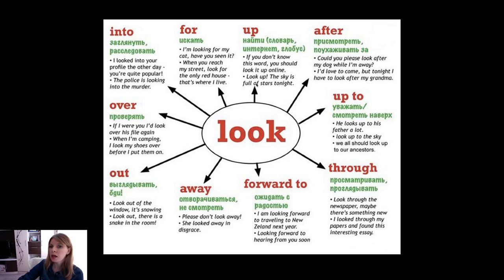Следующее значение тоже, думаю, вам хорошо знакомо. Look after. Присмотреть, поухаживать за кем-либо. Could you please look after my dog while I'm away? I'd love to come, but tonight I have to look after my grandma. Look up to. Смотрите, очень интересное сочетание глагола с предлогами. И перевод. Уважать. To be respectful, to feel respect towards somebody. Смотреть на кого-либо снизу вверх, с уважением. He looks up to his father a lot. Он очень уважает своего отца.